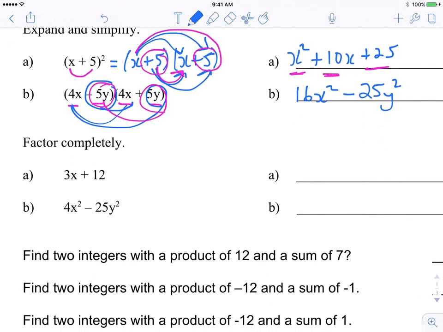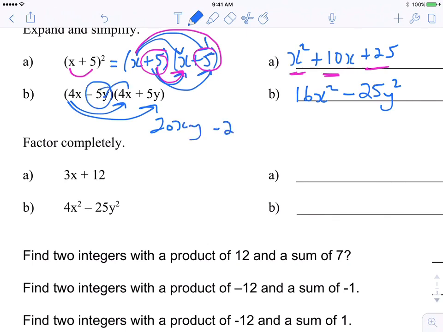You should try this one again on your own. If that didn't make sense or you're confused, you're not 100% sure, try that one again on your own on a separate sheet of paper and expand this, and you'll see 4x times 4x is 16x squared. 4x times positive 5y would be 20xy. And then negative 5y times 4x will get you a negative 20xy. And that's why these two eliminate each other.